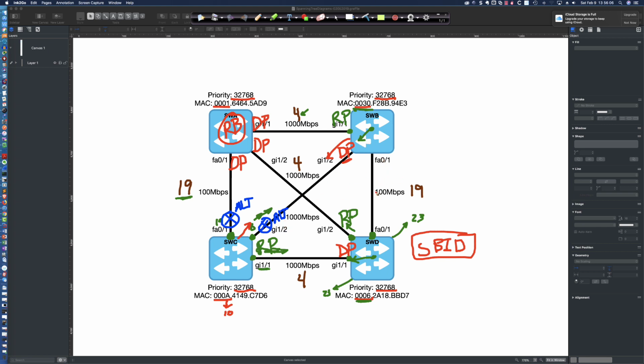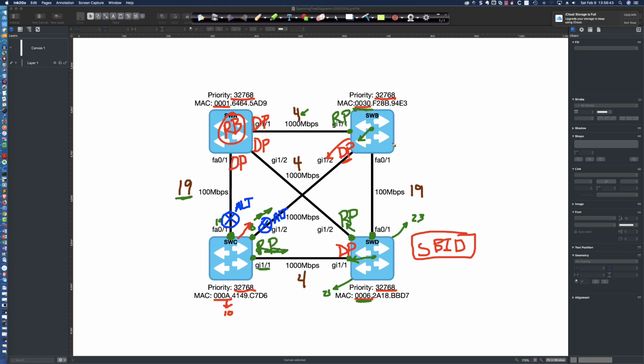That gives us our final segment over here on the far right, which is the fast Ethernet segment between switch B and switch D. So switch D has a root path cost of 4, the single individual gig interface. Switch B has a root path cost of 4, the single gigabit Ethernet interface. So we have equal values there. Remember, lower is always better. There will never be a tie.